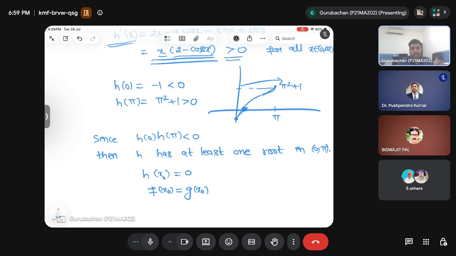So till now we know that we got the existence of at least one point for which f is equal to g. Now we need to prove that this is a unique point. How we can do that?